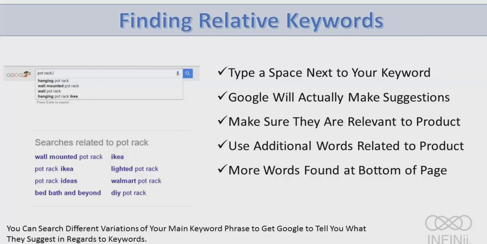The key to remember here is to only use words that are actually related to your product. An example to this statement would be, I would not call my product a hanging pot rack, since it does not hang from the ceiling. However, I could use the word hanging in my description in another way, such as, this wall mount pot rack is great for hanging frying pans, or something to that effect.